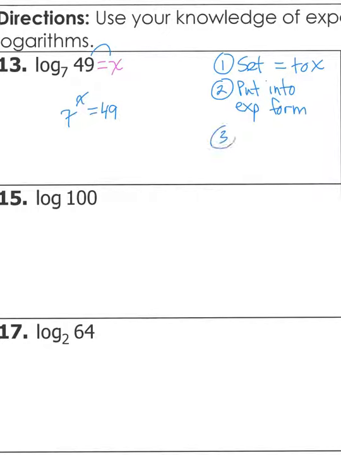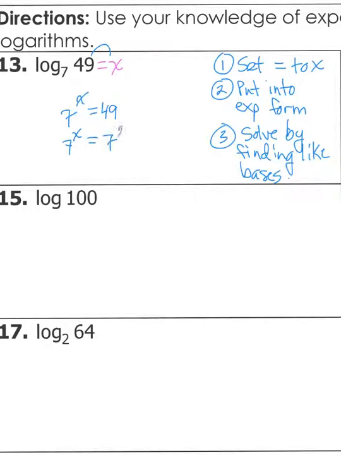And then your last step is going to be to solve by finding like bases, if at all possible. If you can't get like bases, then I'm going to show you how to do it on your calculator. Same thing that we did on Thursday, you have a base of 7 and a base of 49. I can exchange the 49 for 7 squared. So I get 7 to the x is equal to 7 squared.